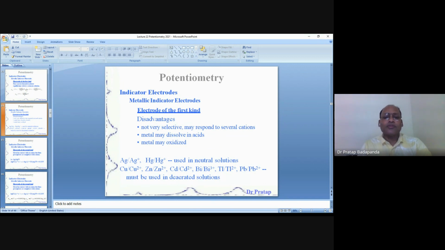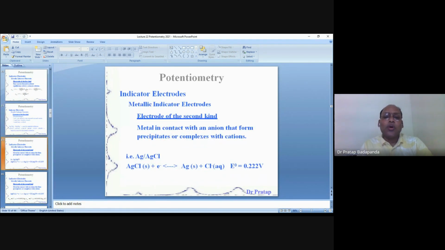Okay. Now it will come down to Ag/Ag plus, silver, and Hg, mercury, and mercury plus, used in neutral solutions. Right? It is used in neutral solution. Copper 2 plus, zinc 2 plus, cadmium 2 plus, bismuth 2 plus, thallium 2 plus, lead 2 plus must be used in deaerated solutions, not aerated solution, deaerated solutions.